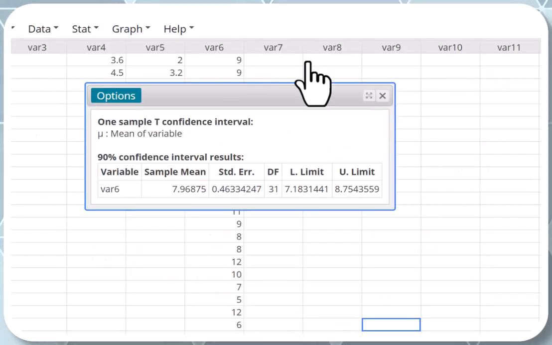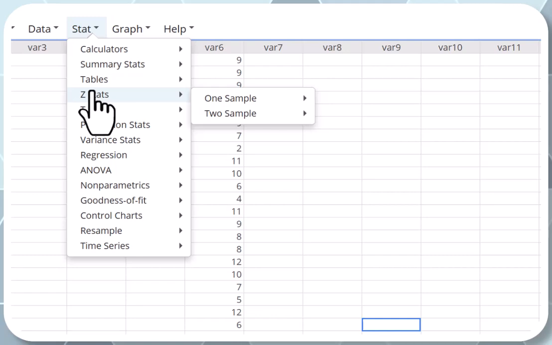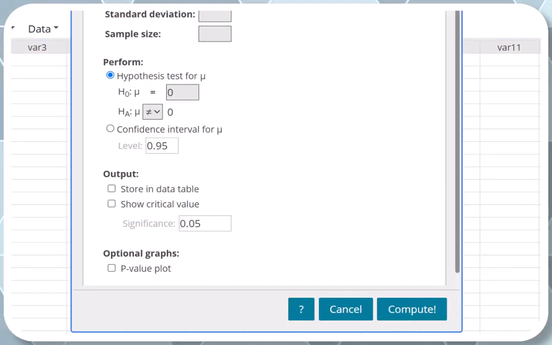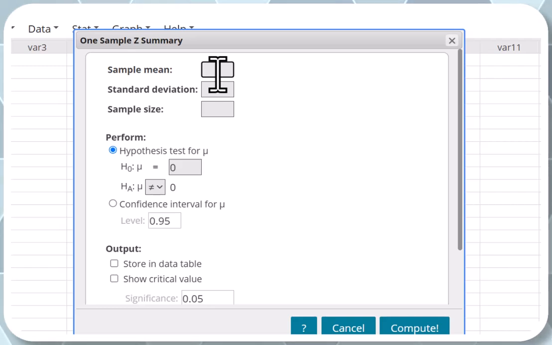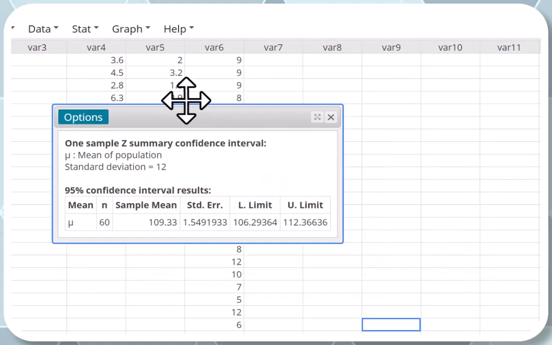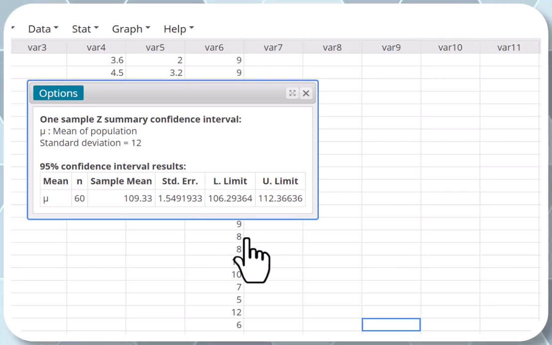You go to StatCrunch, Stat, Z Stats, One Sample with Summary. Reduce this so we can see the whole thing. See, One Sample Z Summary. Sample mean is 109.33, which is x bar, guys, x with the bar on top. Standard deviation, he says, assume the population standard deviation is $12. So that's sigma. And 60 is the sample size, and the confidence level he wants is 95%, which is the default. So compute, and the lower limit is 106.29, the upper limit is 112.37. You say with 95% confidence, we can say that the true mean amount spent per owner for an obedience class is between $106 and $112.